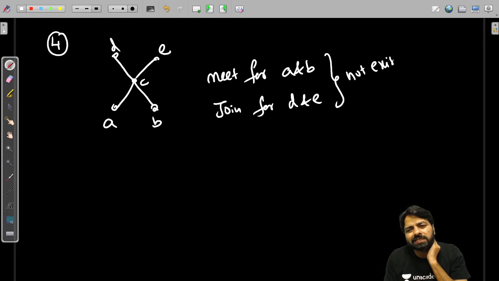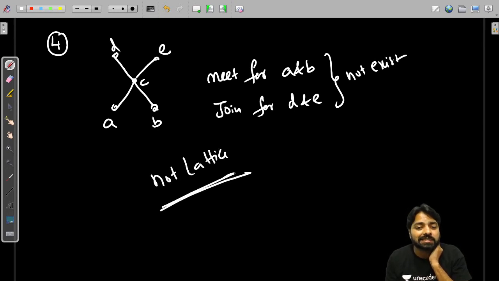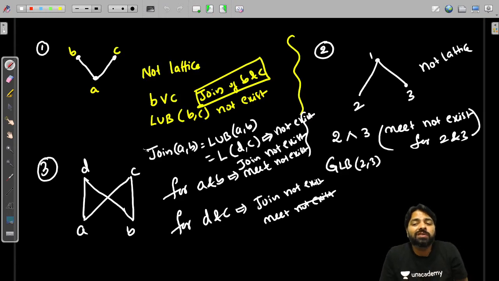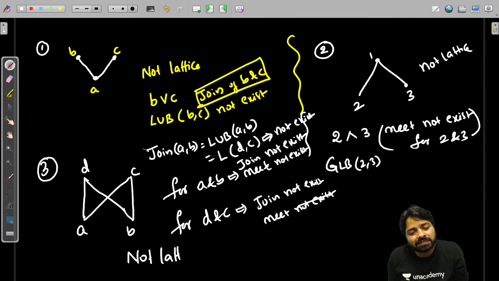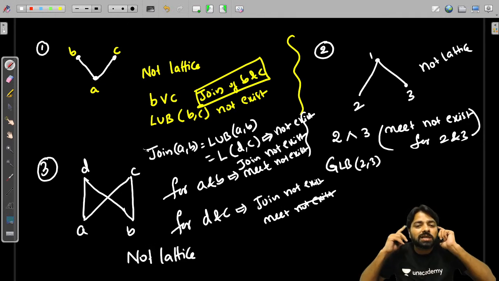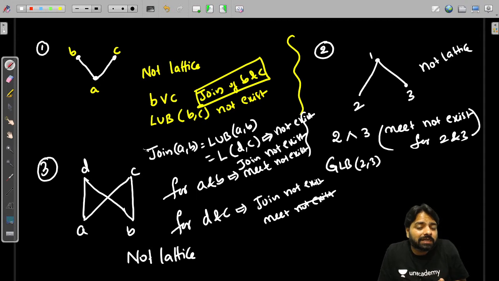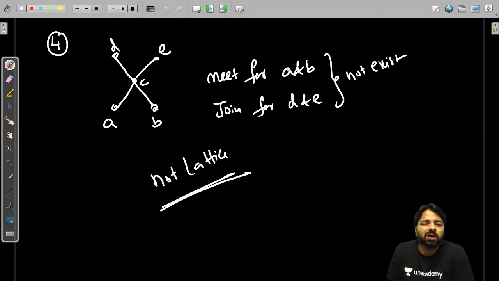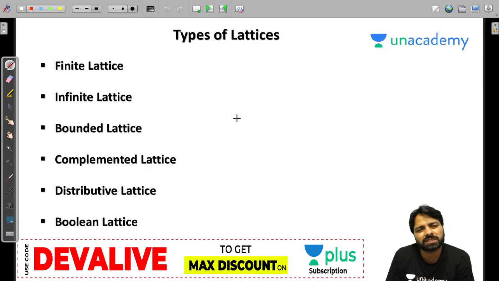Why? It is not a lattice. Identifying a non-lattice is always easier than identifying a lattice. If you know which are not lattices, it becomes so easy to identify a lattice, because your focus is on whether there are any two elements whose join or meet is not possible. Clear? This is one of the GATE questions where most students did not know how to identify it. So identifying a non-lattice is always easy. Please work on this.